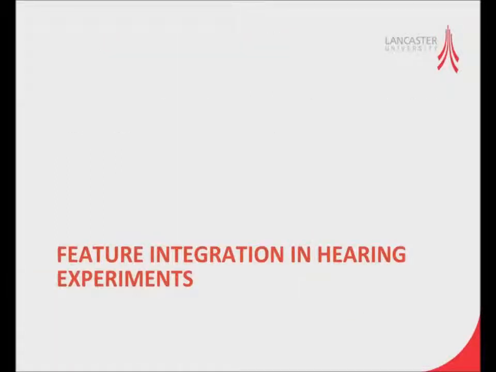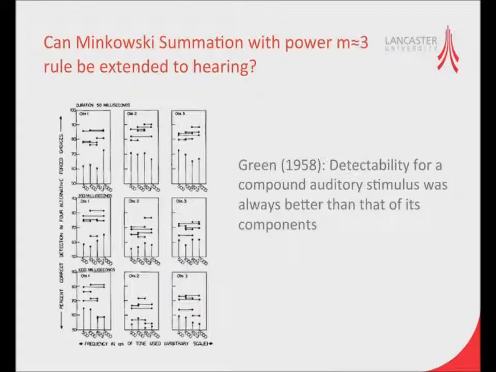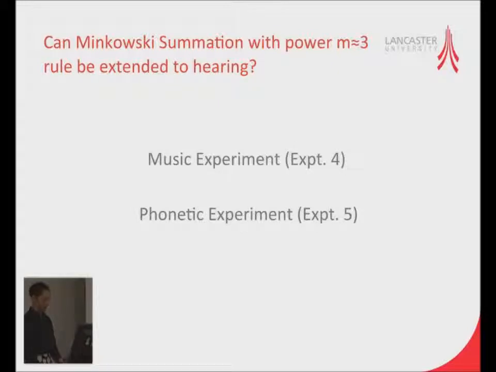Then I thought, well, now we know about feature integration in vision. What about feature integration in hearing? And I'm a bit scared because you guys are the experts in hearing, and I'm not. We know that feature integration in hearing is slightly different than vision. But I read a paper from Green that suggested that the detectability, so the thresholds for detecting a compound stimulus, is always a bit better than when you compare it with the thresholds for the individual ones. So maybe there is some type of summation going on, a nonlinear summation.